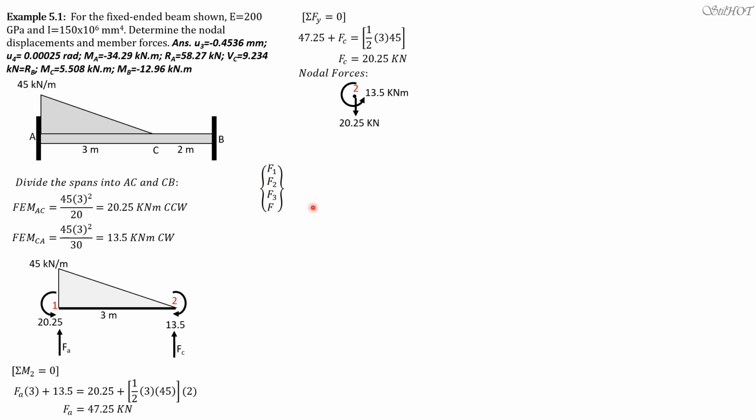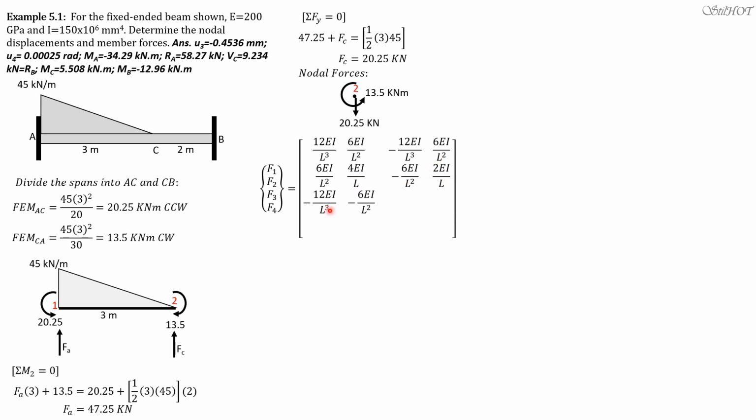Remember our guide for the stiffness matrix of a beam. 12 EI over L cubed, 6 EI over L squared, 6 EI over L squared, 4 EI over L. Then we have here negative 12 EI over L cubed, 6 EI over L squared. Then the negatives of this, the negative of the first, then half of 4 EI over L is 2 EI over L. Then the third row would be the negative of the first row. Then the fourth row will be a copy of the second row and interchange column 2 and column 4 position.